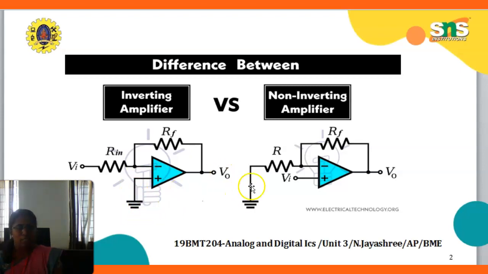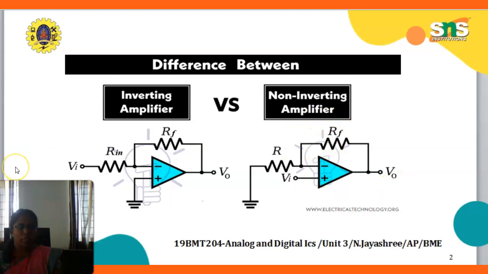Similarly, when coming to the non-inverting amplifier, the input Vin is given to the non-inverting terminal, and the ground connection is connected to R, and this feedback resistance RF is connected from the output to the input resistance. This is the main difference between the inverting and non-inverting amplifier.